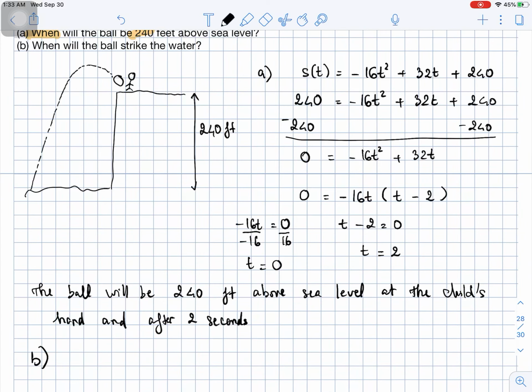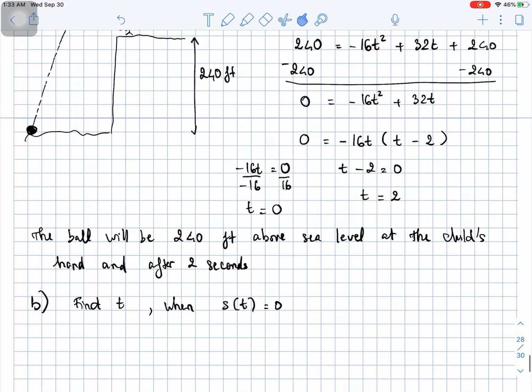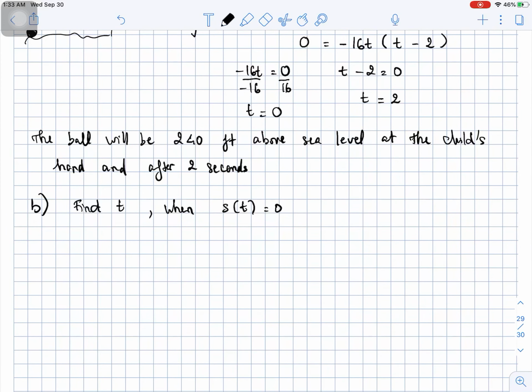Now problem B, the question asks us when will the ball strike the water? The question asks us when, that means we need to find t. The word strike means hit the water. The ball will hit the water right at the bottom of the cliff. Then the height will be 0. So that means that we need to find t when the height is 0 and the height is s of t.